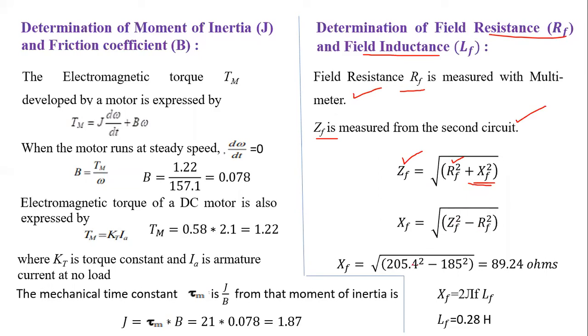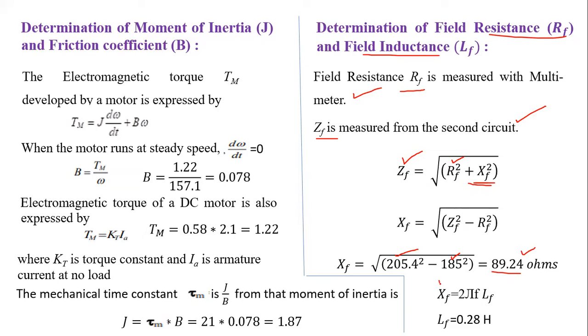205.4 ohms. 205.4 square, that is the ZF. And coming to the RF, 185, so 185 square we are substituting. And then we are getting 89.24 ohms. XF value, inductive reactance, is 89.24 ohms.